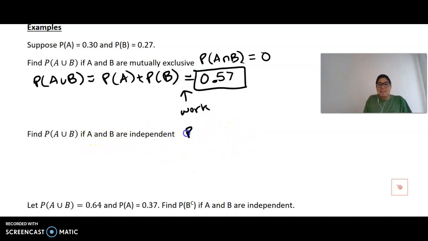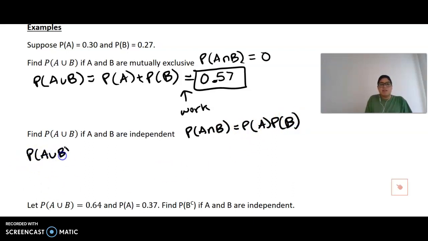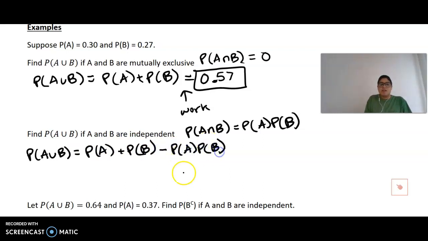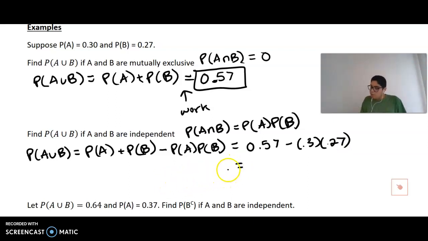Now, if A and B are independent, then that changes things. Then that means that P(A and B) is equal to their product. So here, the probability of A or B is going to still be the general addition rule. However, for the intersection probability, instead of writing P(A and B), I know that's going to be P(A) times P(B). So when I get this result here, well, I already know that P(A) plus P(B) is 0.57, and then I need to subtract out the 0.3 and the 0.27. So that's going to give me that if these two events are independent, then P(A or B) is going to equal about 0.489.